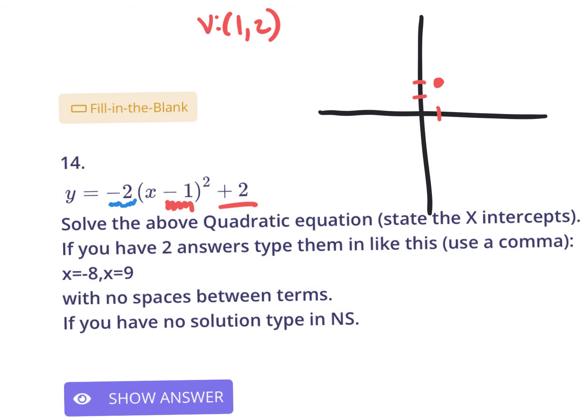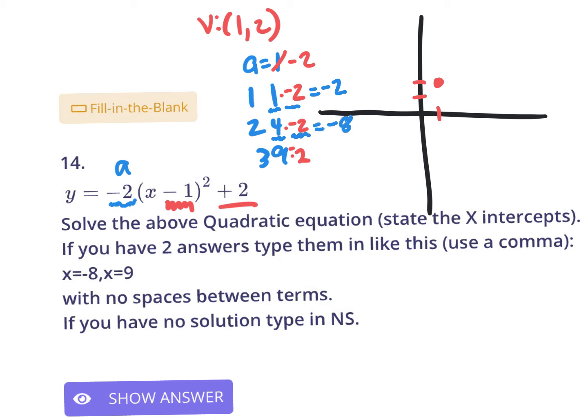So we know that when your a value is 1, you could use a pattern 1, 1, 2, 4, 3, 9. But we know that this a value is not 1. It's not 1, it's actually -2. So we need to modify this pattern by multiplying the outputs by -2. Or you could just multiply it by a regular 2 and just make sure that you know that it's opening down because it's negative. It's totally up to you. Anyway, when I multiply 1 times -2, that'll give me a -2. When I multiply 4 times -2, that'll give me a -8. When I multiply 9 times -2, that'll give me a -18.